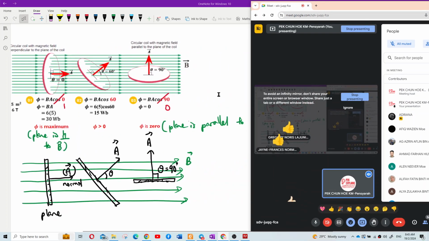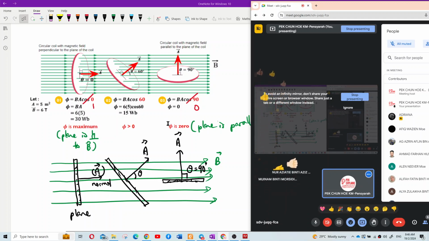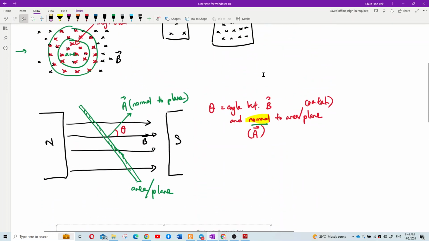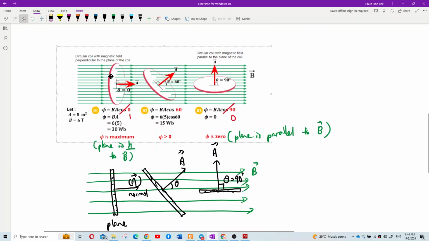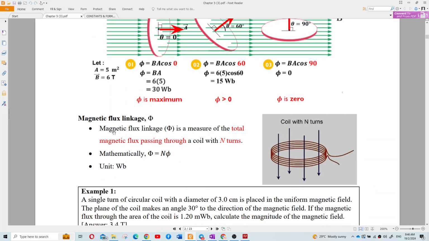Okay, so maximum flux is when the plane is perpendicular to the field. Zero flux, minimum flux, if the plane is parallel to the magnetic field. Okay, because that one is cos 90. Okay, that's it. And then this is only one turn. Let's say if you have multiple turns, then it becomes magnetic flux linkage. It's a measure of the total magnetic flux passing through a coil with n turns.